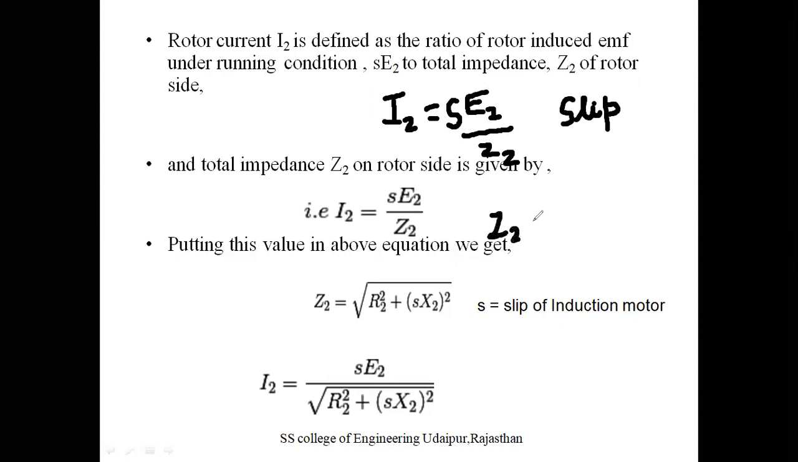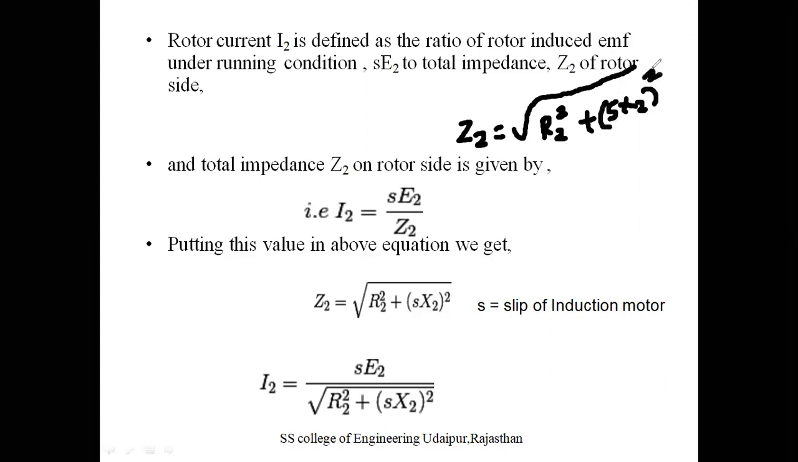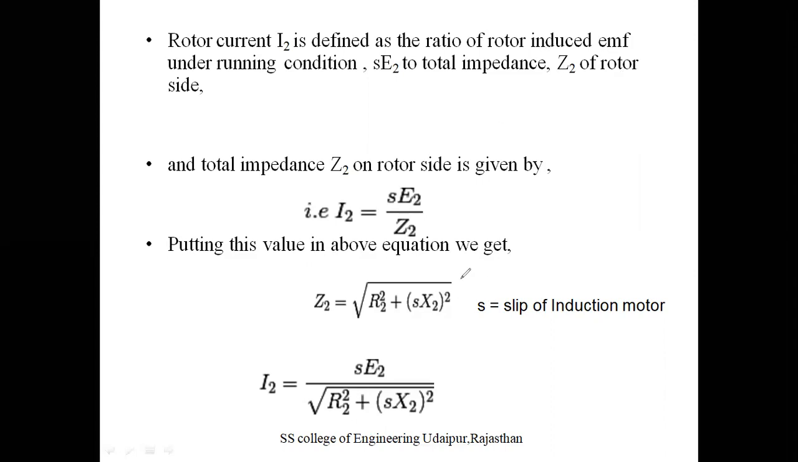Here Z2 is equal to root of R2 square plus S X2 whole square, where S is the slip of the induction motor. So we can put the value of Z2, and I2 becomes S E2 upon root of R2 square plus S X2 square.